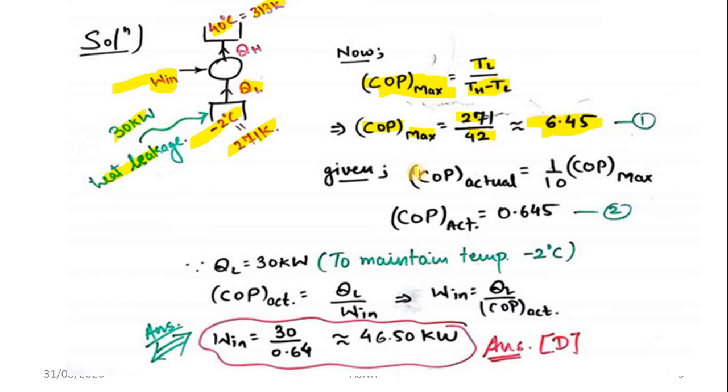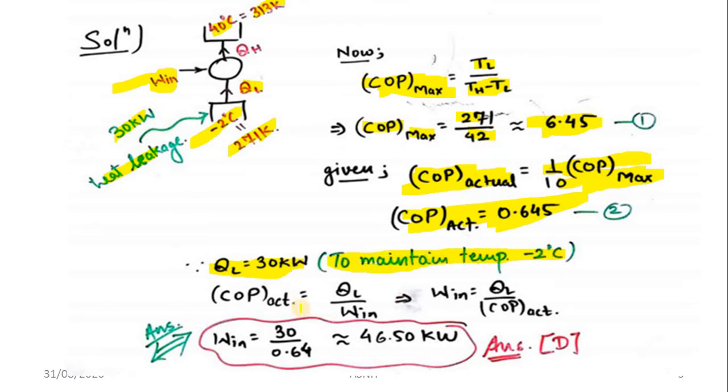Now, using the relation for actual COP, which is already given in the numerical: actual COP is equal to 1/10 times the theoretical COP. So 1/10 as it is, and I put in the value of the Carnot COP, 6.45, and we get around 0.645. So this is the actual COP we get. Now we know Q2 is already given in the numerical, that is the heat leak, to maintain -2 degree Celsius.